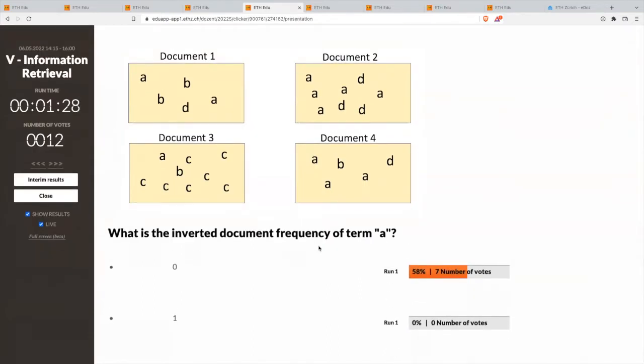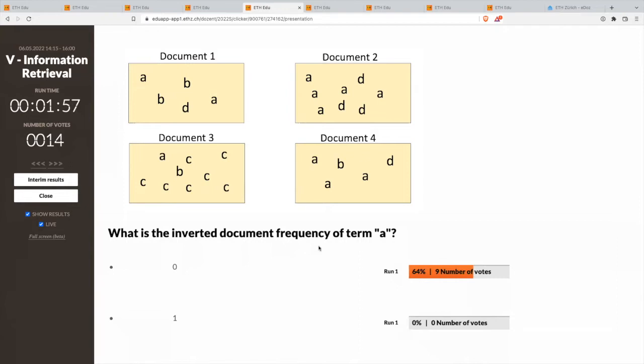Some say 3. Okay, so first, what is the document frequency? You can also write in the Zoom chat, right? We are looking also in the Zoom chat. Abhishek is here with me. So what is the document frequency? If you don't compute the inverted one, what is it? Yes? Yeah, exactly, and that is 4 times, exactly. So indeed, it's the number of documents that contain term A, and that's 4.